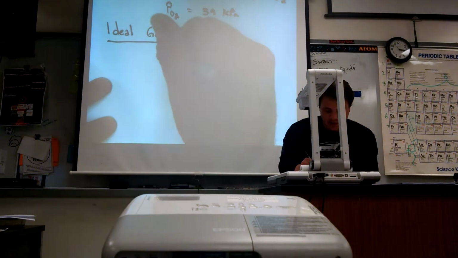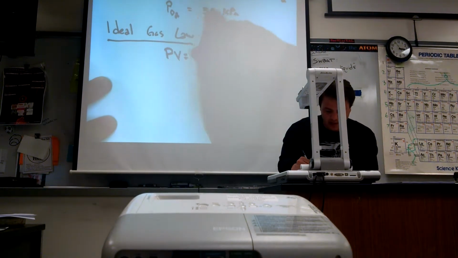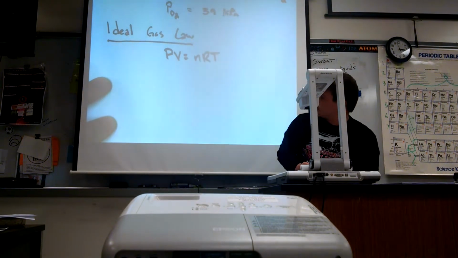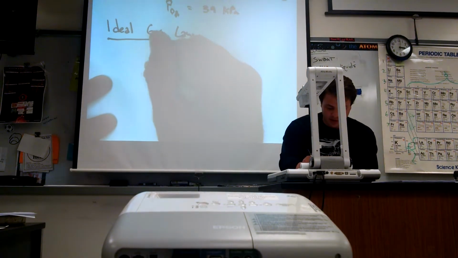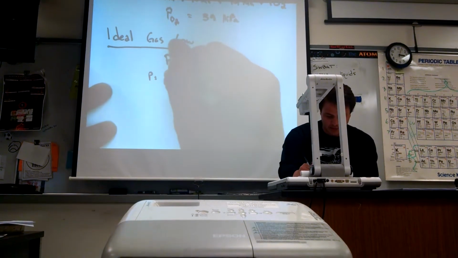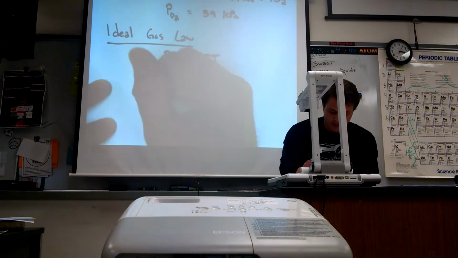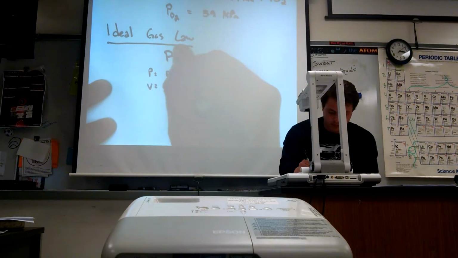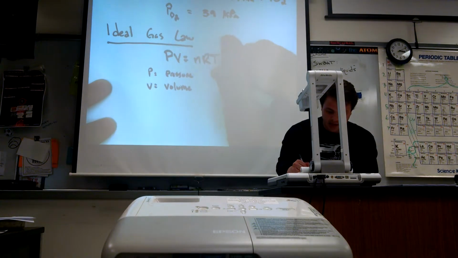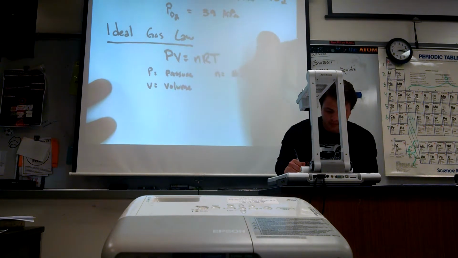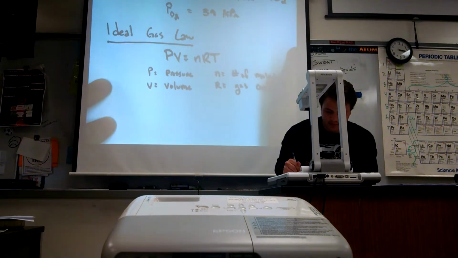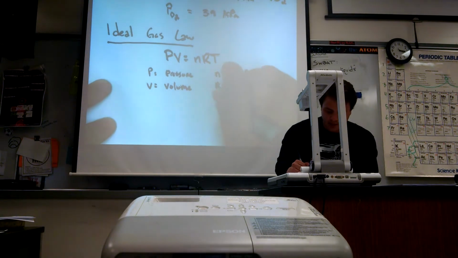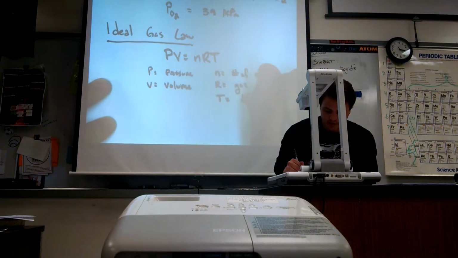Alright, so the ideal gas law is PV equals nRT. So we got to figure out what those letters stand for. P, as we probably can guess, is pressure. V is volume. N is the number of moles. R is the gas constant. We'll talk about that in a second. And T is temperature.